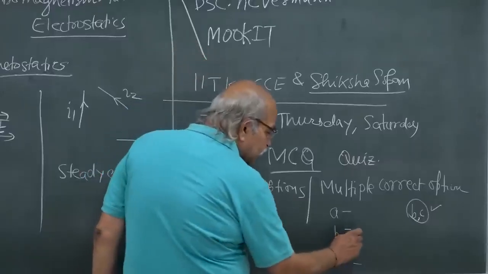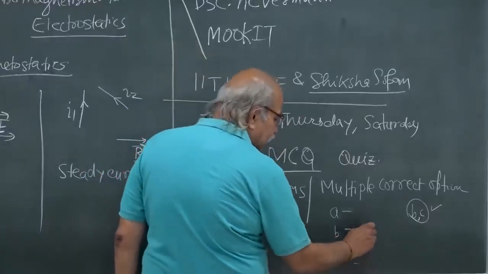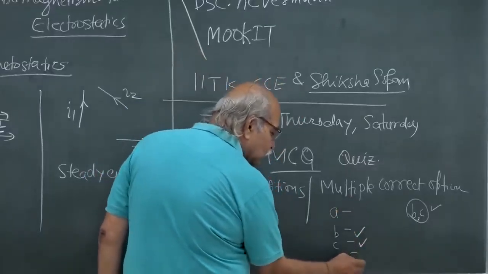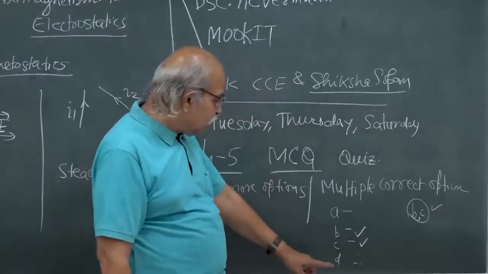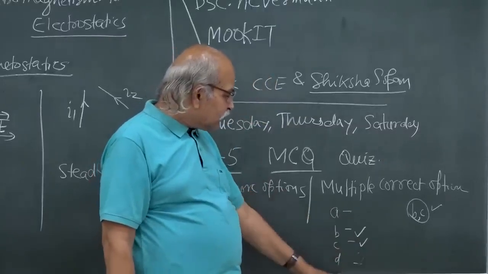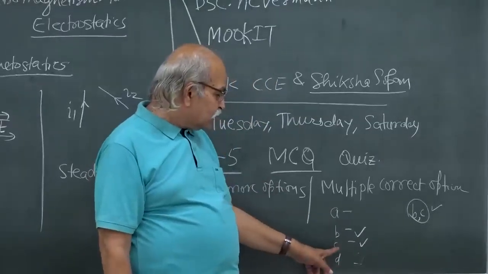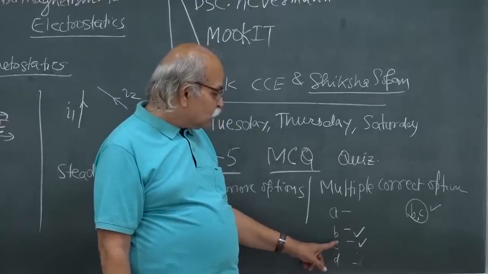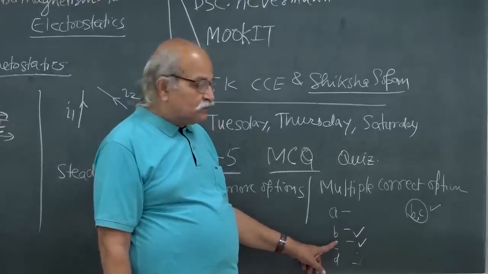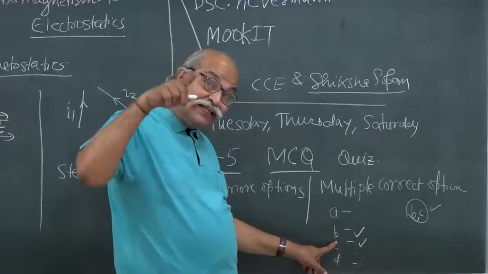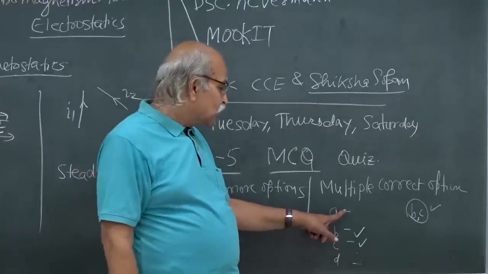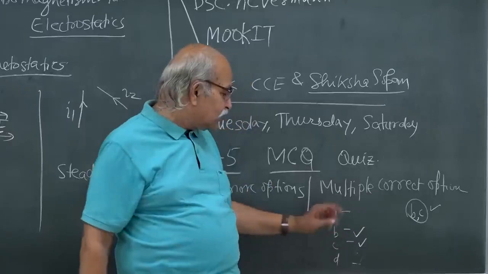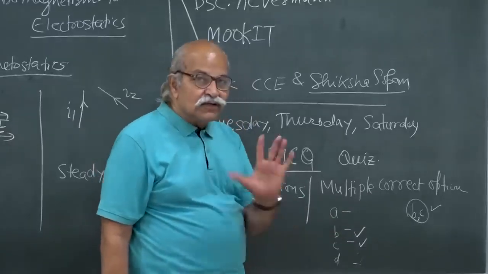So if you have chosen B, if you have chosen C, and you have not chosen A and not chosen D, okay, you have to choose all the correct options. So B and C are correct, you have to choose B and you have to choose C, but you don't have to choose any of the wrong options also. If you choose A option which is not correct, or D option, then you are gone.